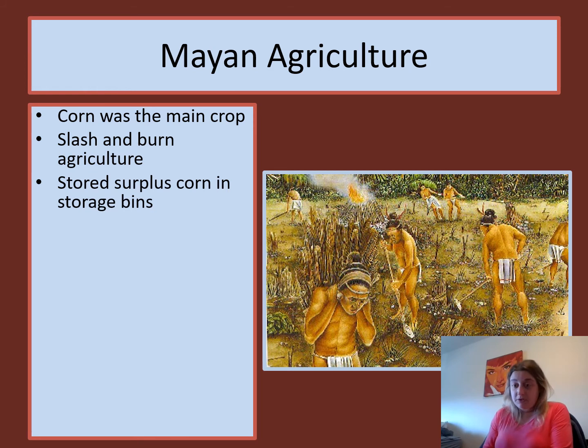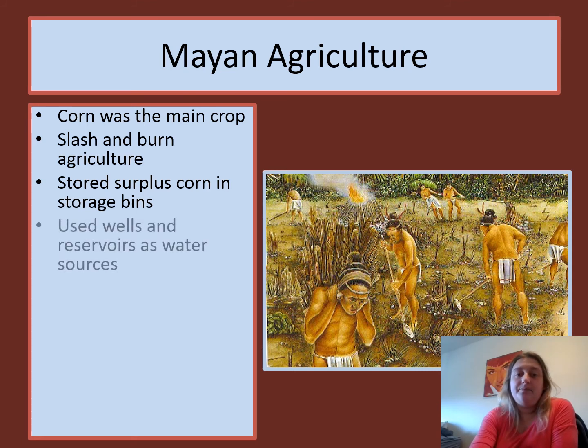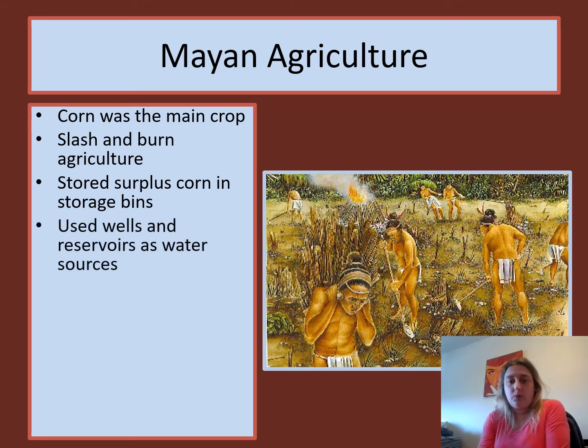They did have surplus, which was nice. So they would store the surplus corn in these storage bins. And then they used wells and reservoirs as water sources. Remember, a well: circle, go on the ground, bucket, pull it up, there's your water. And then reservoirs are those kind of pathways of water that you got from a larger water source.